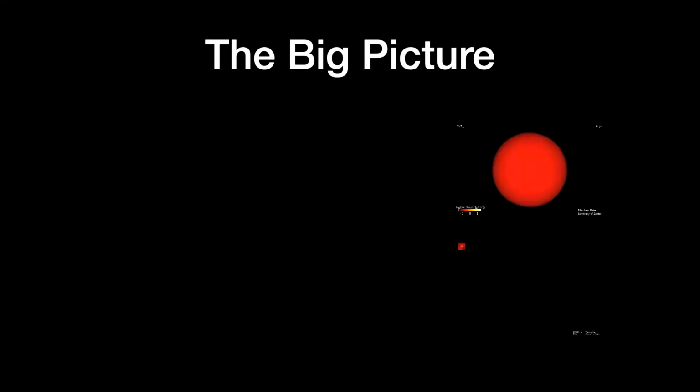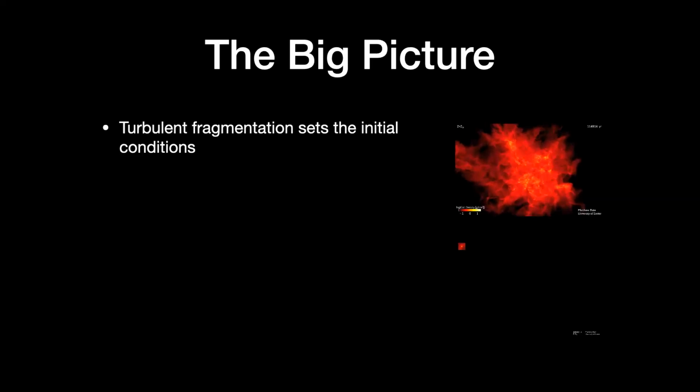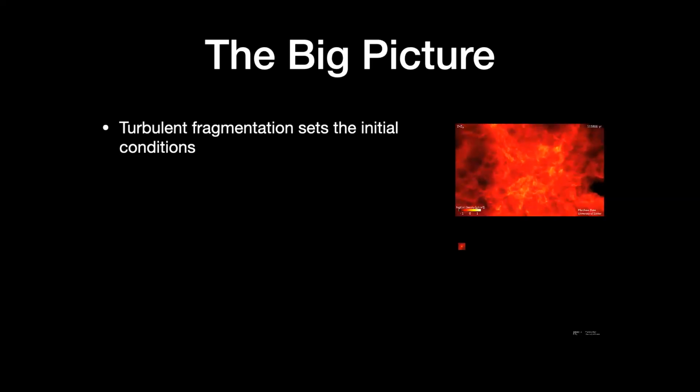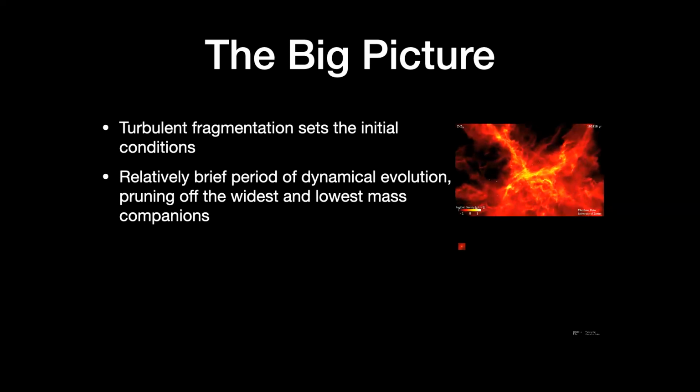So what does this tell us about the big picture? In terms of the general population demographics, that separation, mass ratio, and the overall companion frequency, this tells us that turbulent fragmentation is setting the initial conditions, rather than disk interactions or kind of odd one-off simulation situations where like triples are evaporating or something like that. Turbulent fragmentation fits well with the overall distribution. But we saw that difference between the old and the young population. And that tells us that there's some dynamical evolution that's going on. Specifically, we're looking at wide companions. So it prunes off those widest companions and leaves behind some population that then makes it to the field.